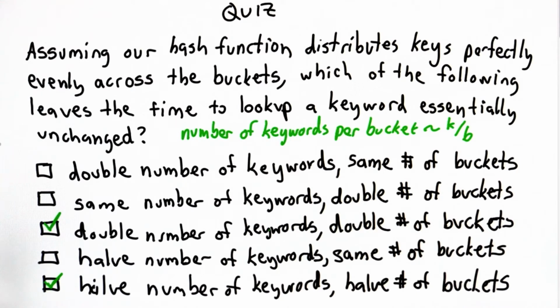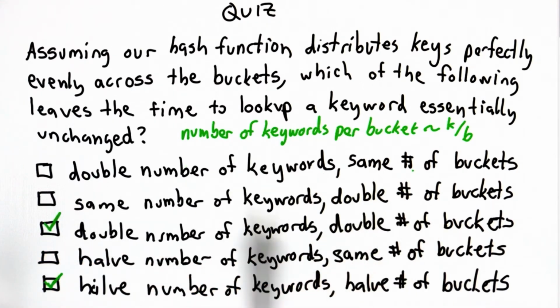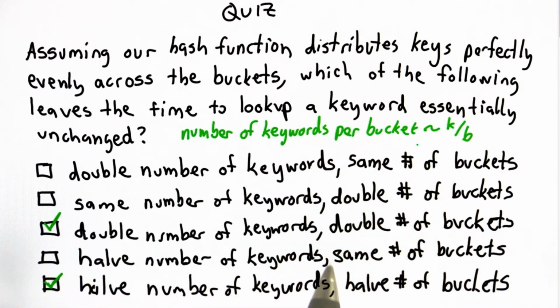For the other possibilities, well, if we double the number of keywords and keep the same number of buckets, that's going to get slower because the number of keywords per bucket will approximately double. So it's going to take about twice as long for each lookup. If we keep the same number of keywords but double the number of buckets, then it's actually going to get faster. So this value will be approximately half what it was before. The expected lookup time will be about half what it was before we doubled the number of buckets.